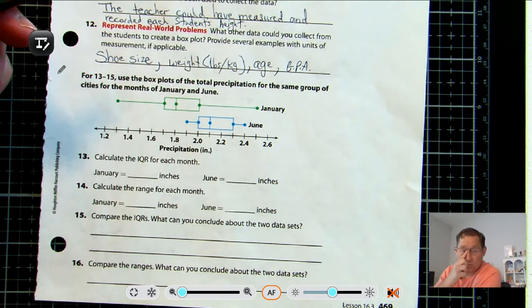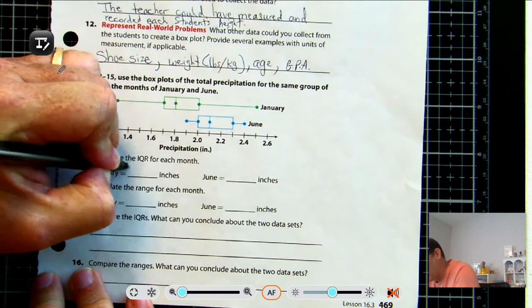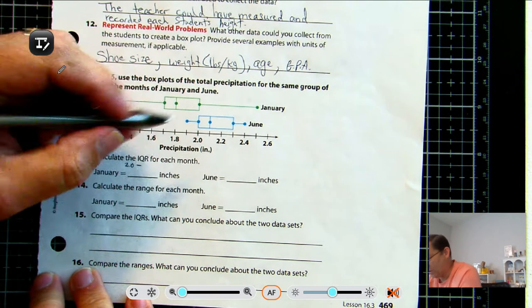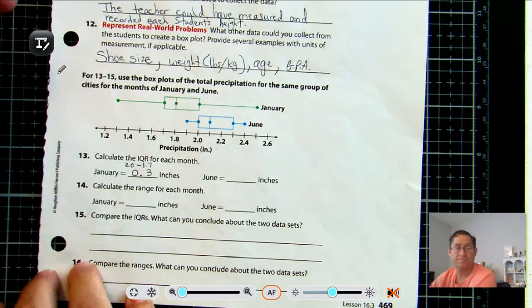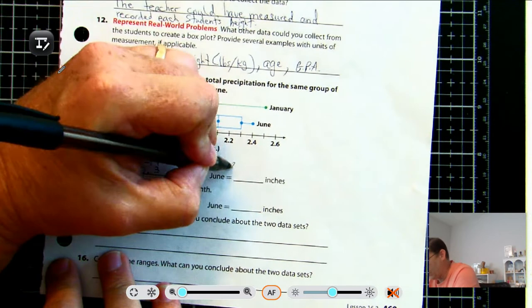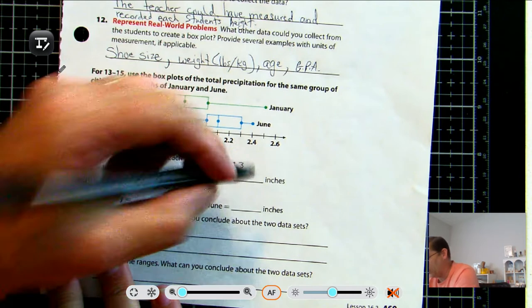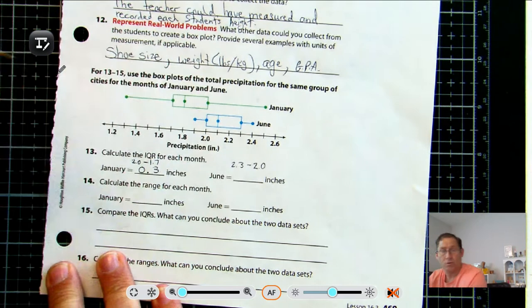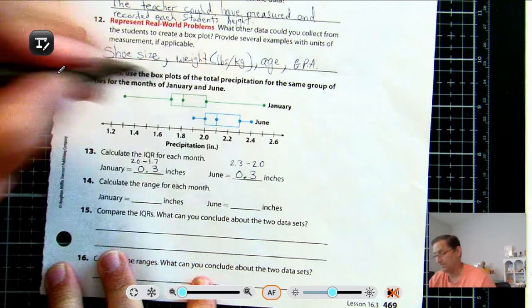So what's the interquartile range for January? Well, we have 2 minus 1.7, so 0.3. In June, we have 2.3 for the upper quartile, and we have 2 for the lower. So it also has a difference of 0.3.